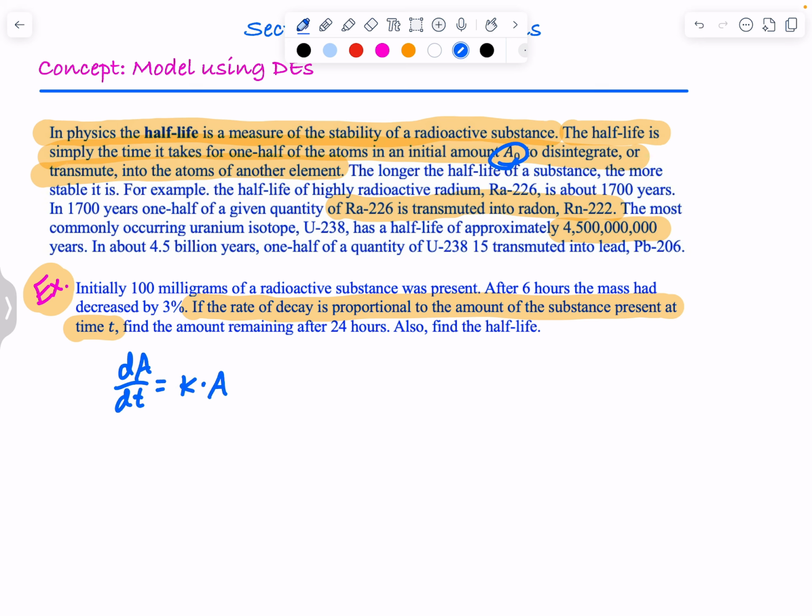Now, like I said, you don't have to rework this every time. On a test, I would like to see it, so if you need that practice, please do. But this is going to end up as A of t equals A naught e to the kt. We know our initial amount is that number in front based on our previous problem. So we'll say A of 0 equals A naught. That's our initial amount of the element, however you want to say it.